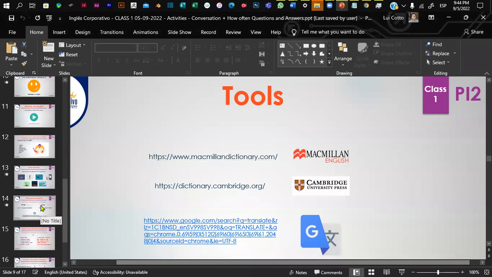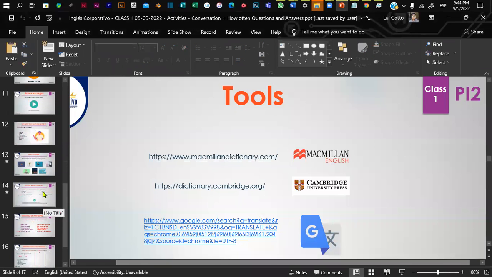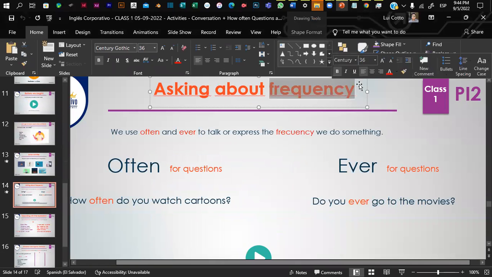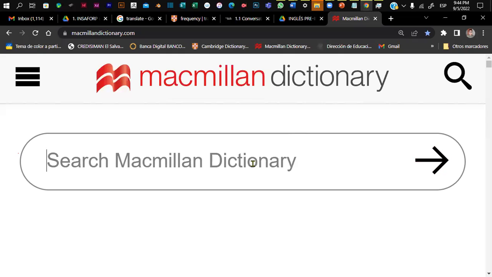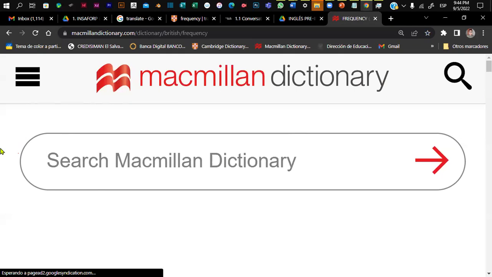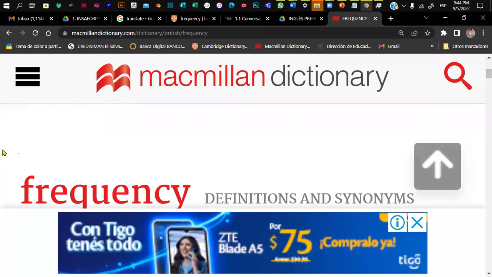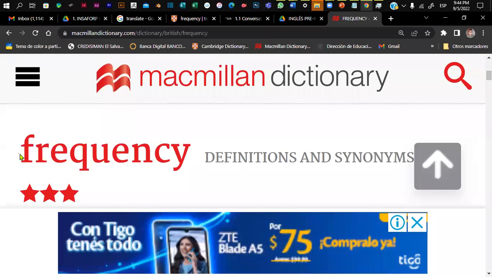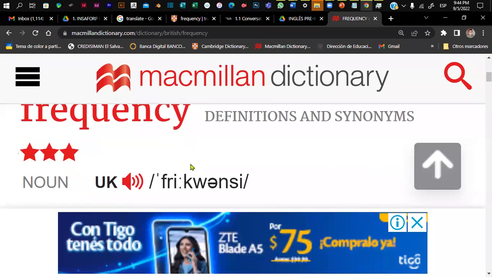Teacher, I have a problem. I have problems with the pronunciation of this word. Okay, you copy it, you paste it, and we look for it, la buscamos. Let's see, this is the word. That is the grammar of the word. And what is the pronunciation?